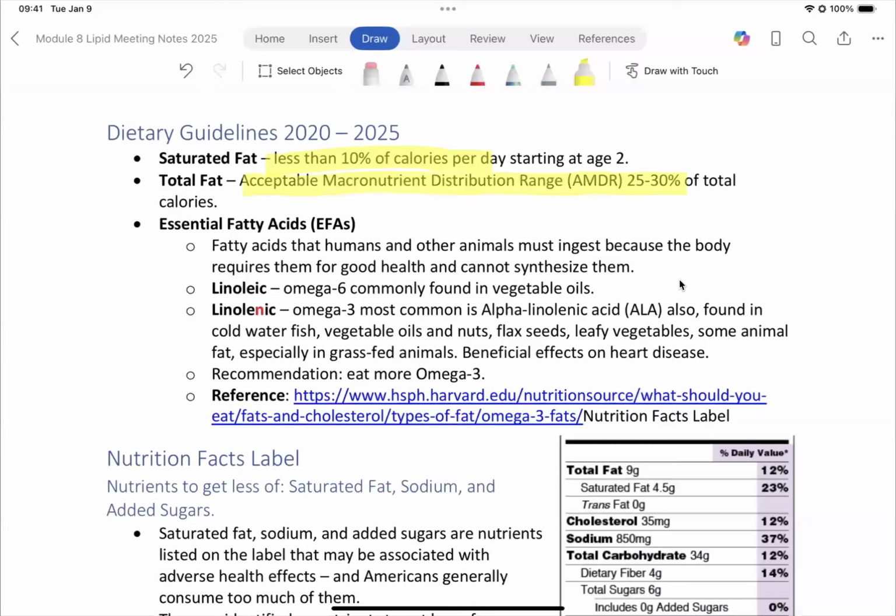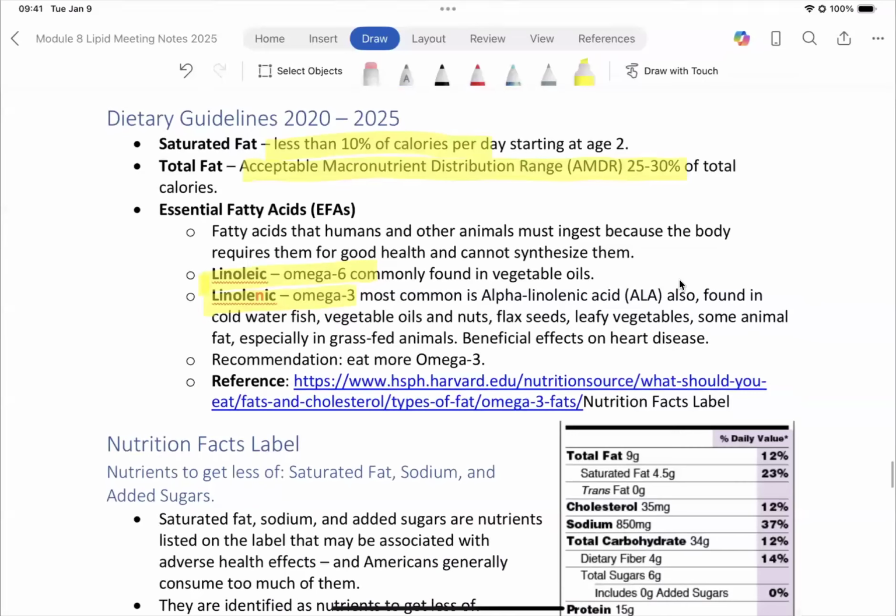And that we should have a source of the 2 essential fatty acids, linoleic and linolenic. So linoleic, an omega-6, and linolenic, an omega-3 fatty acid. So those are the 2 essential fatty acids that we need in our diet. So that's the dietary guidelines. That's what they say. They also say we should limit cholesterol to less than 300 milligrams a day.